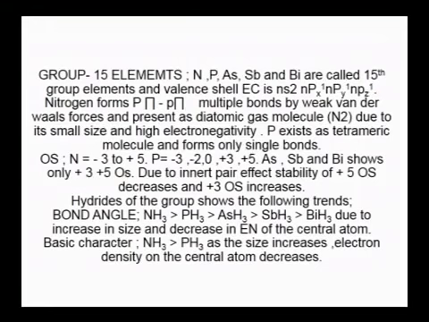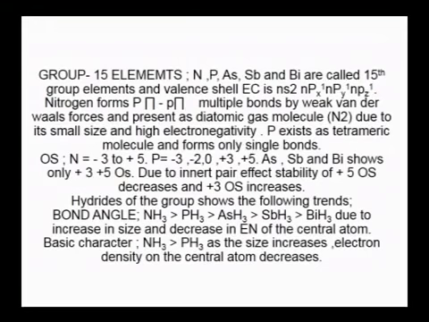As we move from top to bottom in the same group, the atomic size of the elements increases. This is because a fresh electron is added to a new principal quantum number. Hence, the size of nitrogen, phosphorus, arsenic, antimony and bismuth increases. Hence, the bond angle goes on decreasing.